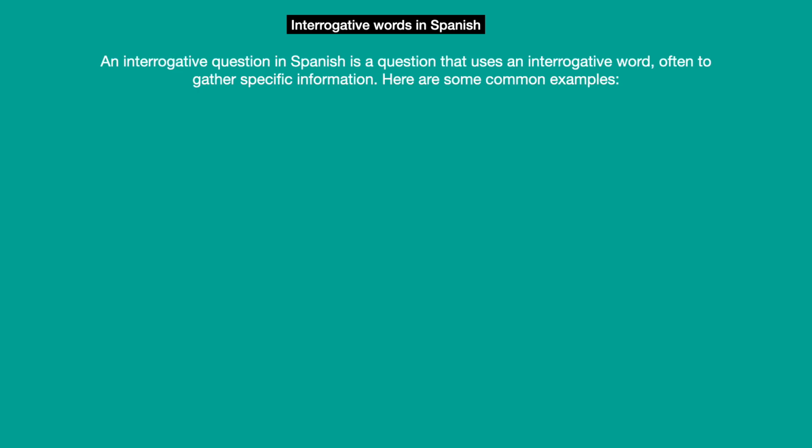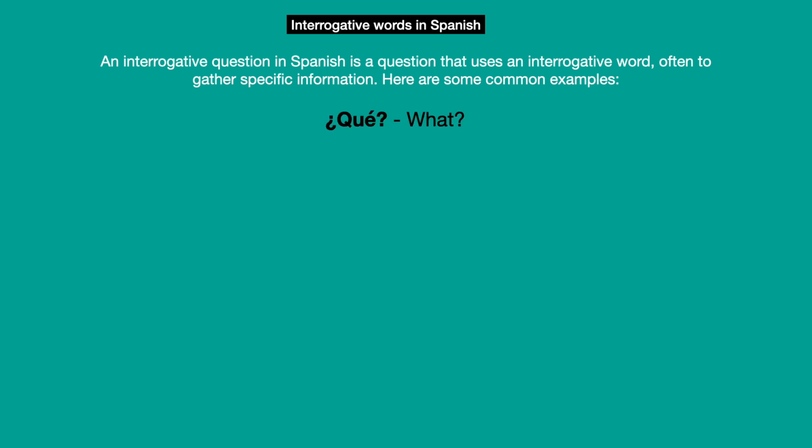All right, so now that we are in the computer, let's start with the interrogative words in Spanish. Interrogative words in Spanish are just expressions and phrases that we introduce to ask a question. Like in any other language, an interrogative question in Spanish uses an interrogative word to gather specific information.